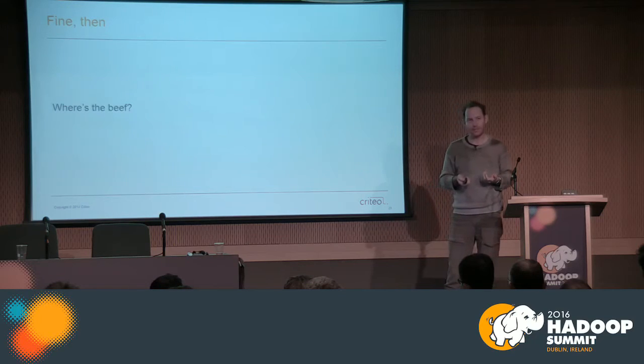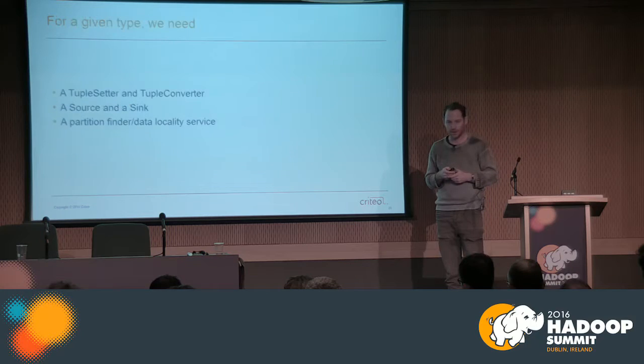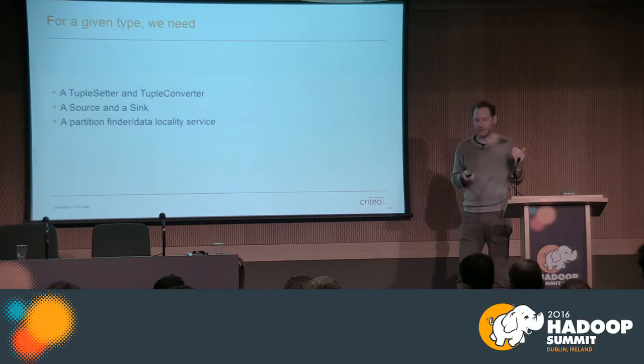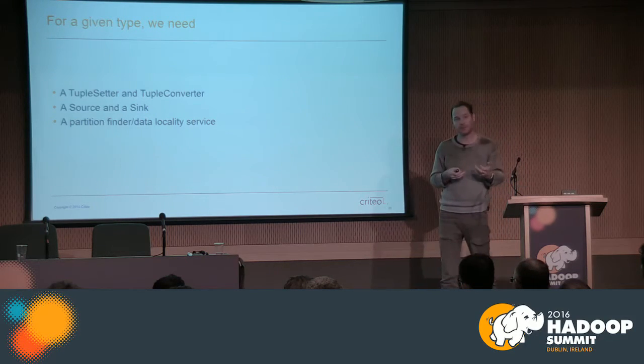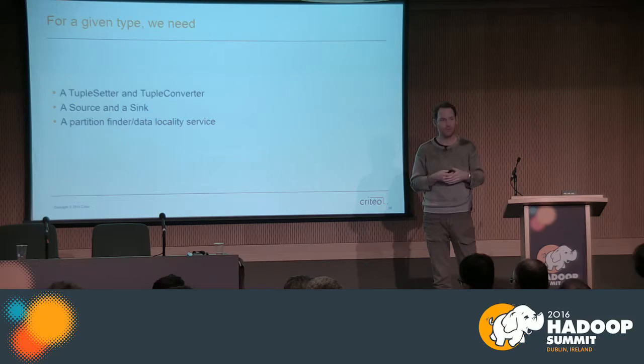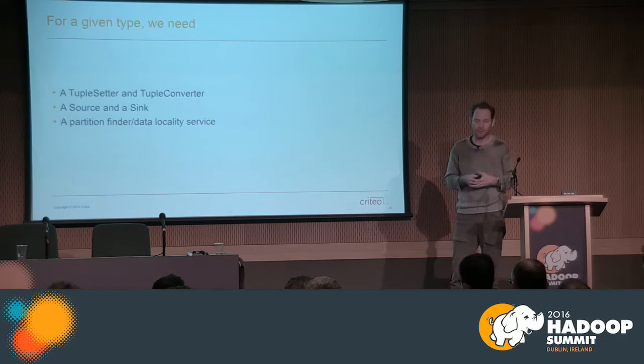So that's the context. Now we're going to get on to what we actually did. If you've been following along, you've maybe figured out that at least a few of these things are needed: we need to be able to find our data, convert it, serialize and deserialize it, and then we need to have a source and a sink, which is just the way Scalding allows you to consume and write data.